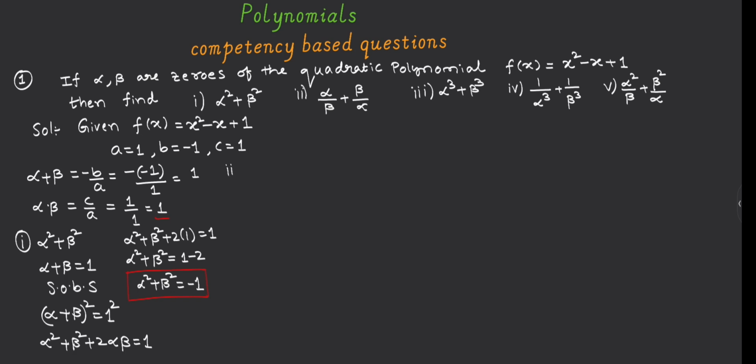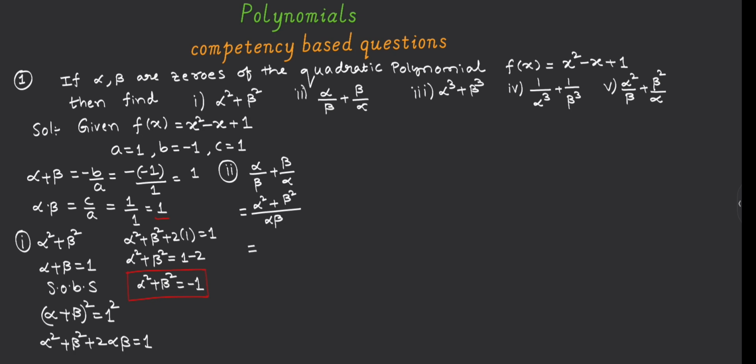Now let's try the second one. In the second we have to find alpha by beta plus beta by alpha. So here we take the LCM. LCM is alpha into beta. Here beta we already have, so alpha should be multiplied, we get alpha square. Plus here alpha we already have, so beta should be multiplied, we get beta square. So finally we get alpha square plus beta square by alpha into beta.